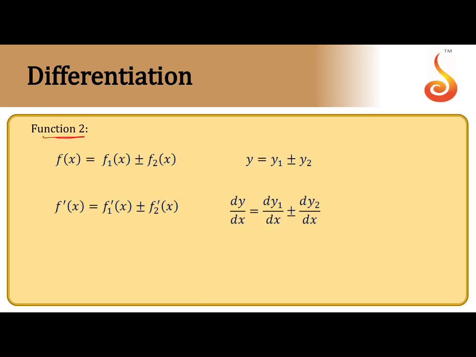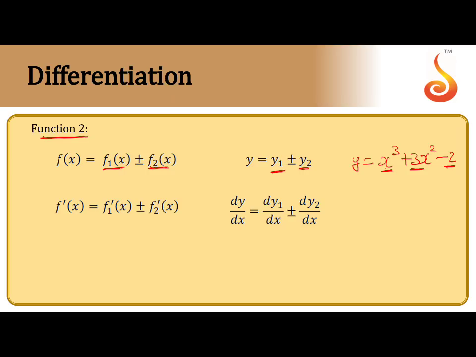Now let us go to the second function. What if the y value depends on x in two or more terms? Let's say y is equal to y1 plus or minus y2, that is f of x equal to f1 of x plus or minus f2 of x. Like in the equation, y is equal to x cube plus 3x square minus 2. This is your y1, this is your y2, this is your y3.